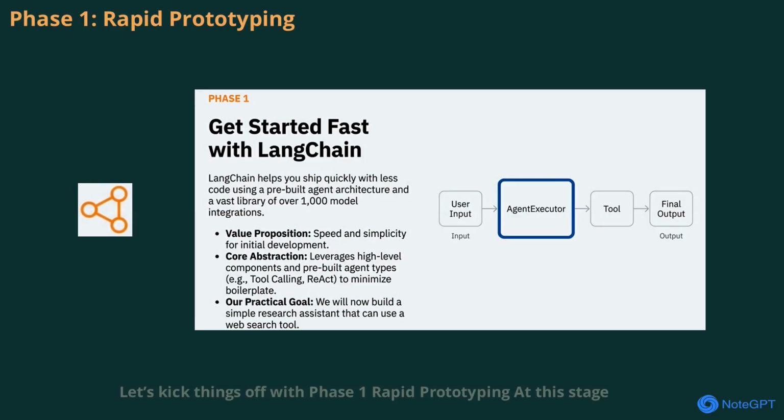Let's kick things off with Phase 1, rapid prototyping. At this stage, the goal is to ship a functional agent as quickly as possible, using minimal code and leveraging pre-built architectures. LangChain is the tool of choice here, offering a vast library of model integrations and high-level abstractions. This approach is perfect for initial development, allowing you to focus on your agent's core functionality without getting bogged down in boilerplate. Speed and simplicity are the key value propositions, making it easy to get started and iterate quickly.